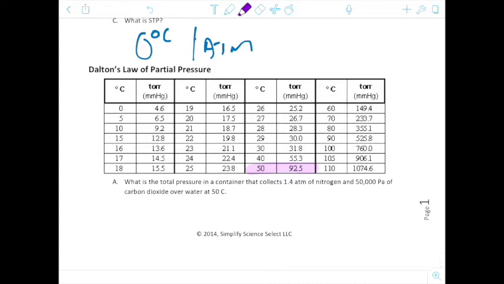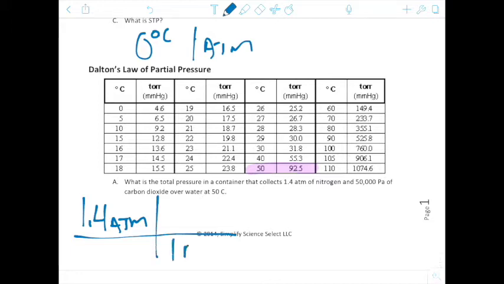And so we have 1.4 atmospheres. Let's convert these to torr. 1 atmosphere is 760 torr, and we're doing that because we see we have torr up there. And so we would get 1064 for our nitrogen.